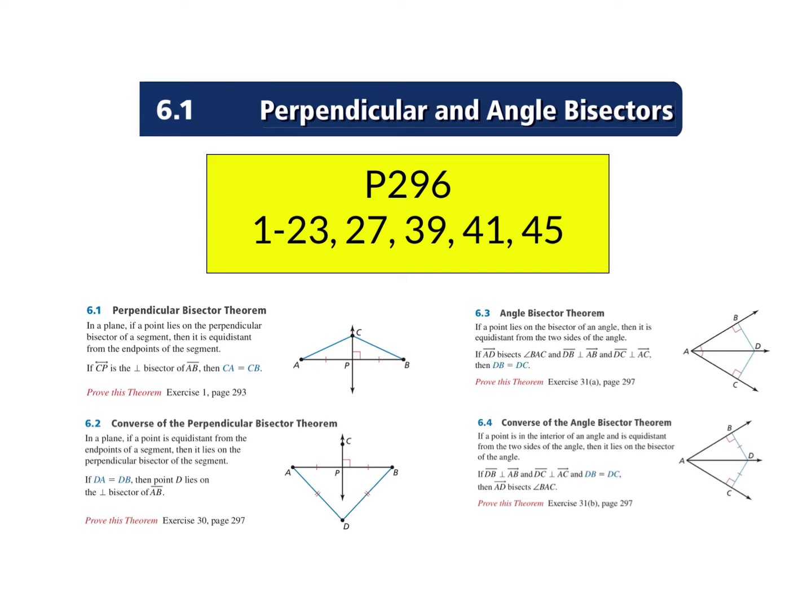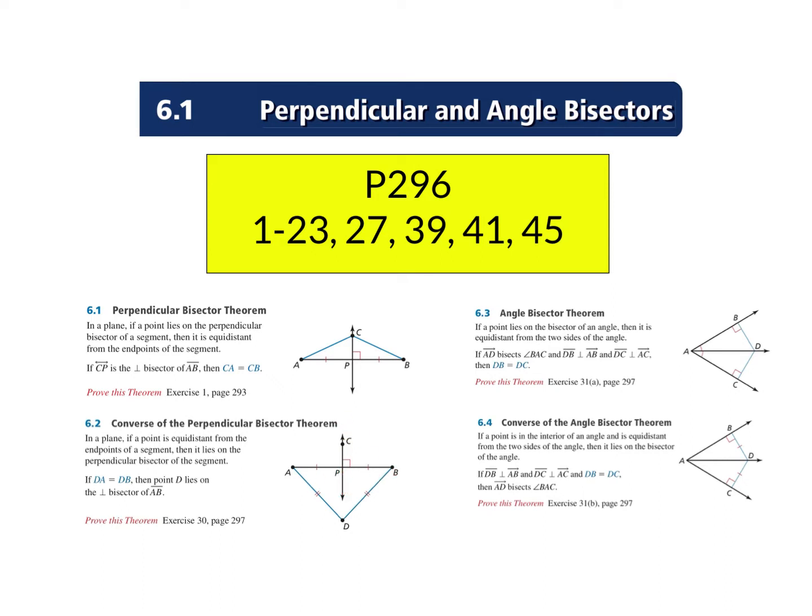Welcome to 6.1, perpendicular and angle bisectors. So what's special about angle bisectors and perpendicular lines? Well, if you have perpendicular lines, then any point that is on the perpendicular line is equidistant to the points on the lines, specifically the endpoints. Okay, so here you have a segment and you have a perpendicular line.